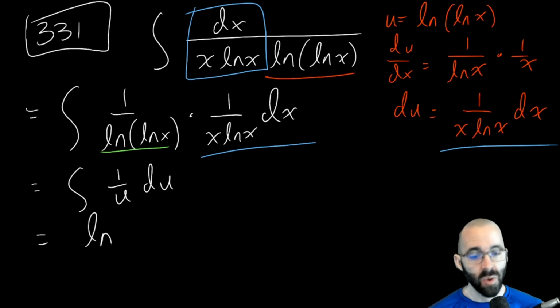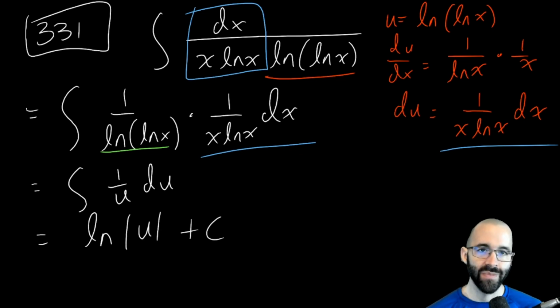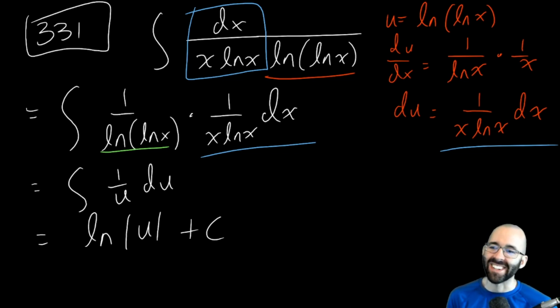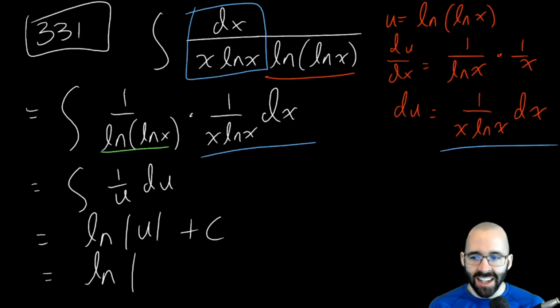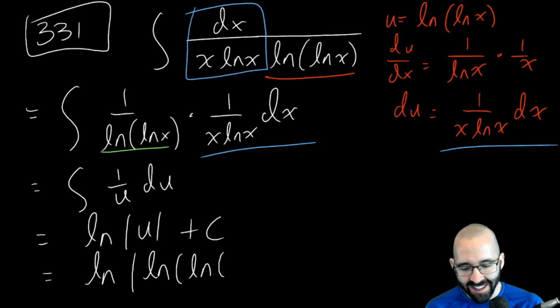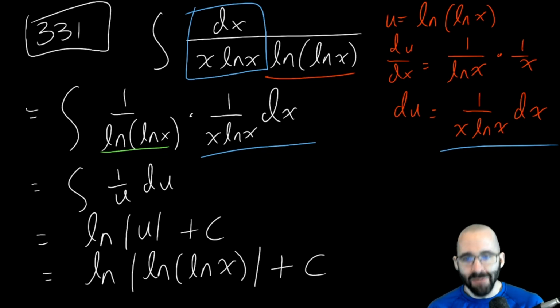Antiderivative of 1 over u is the natural log of the absolute value of u. And this is the really fun part, okay? Because look, what's u? So u is the natural log of the natural log of x. So when we plug it in, we have the natural log of the absolute value of the natural log of the natural log of x. Wow. What a fun problem. So do we need the absolute values here?